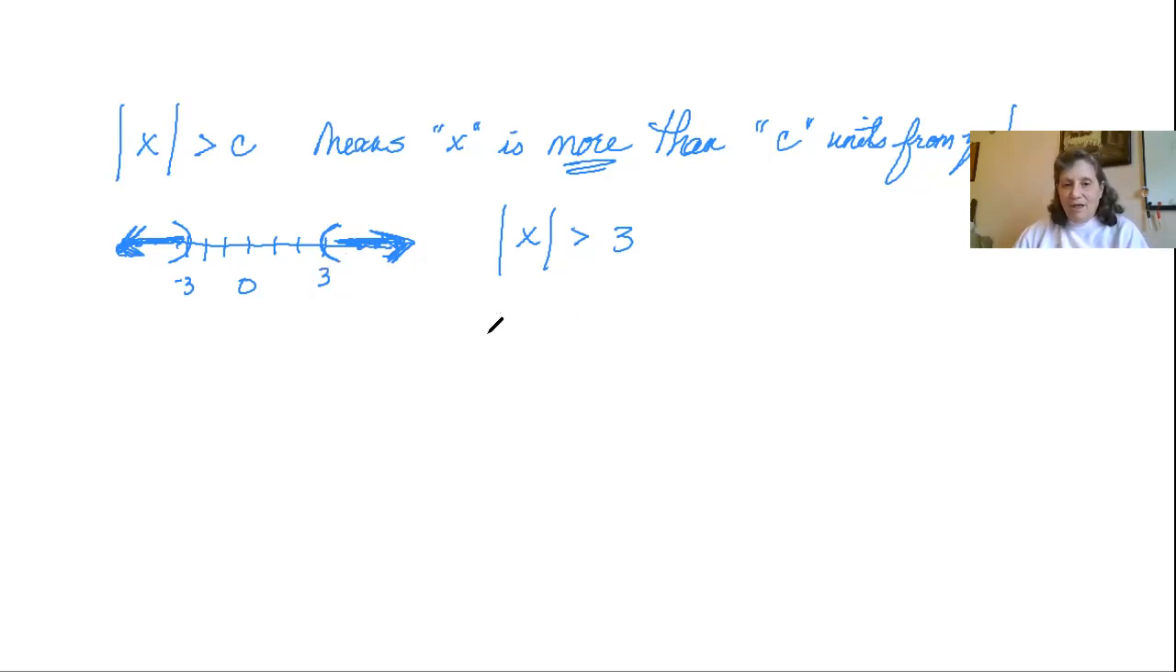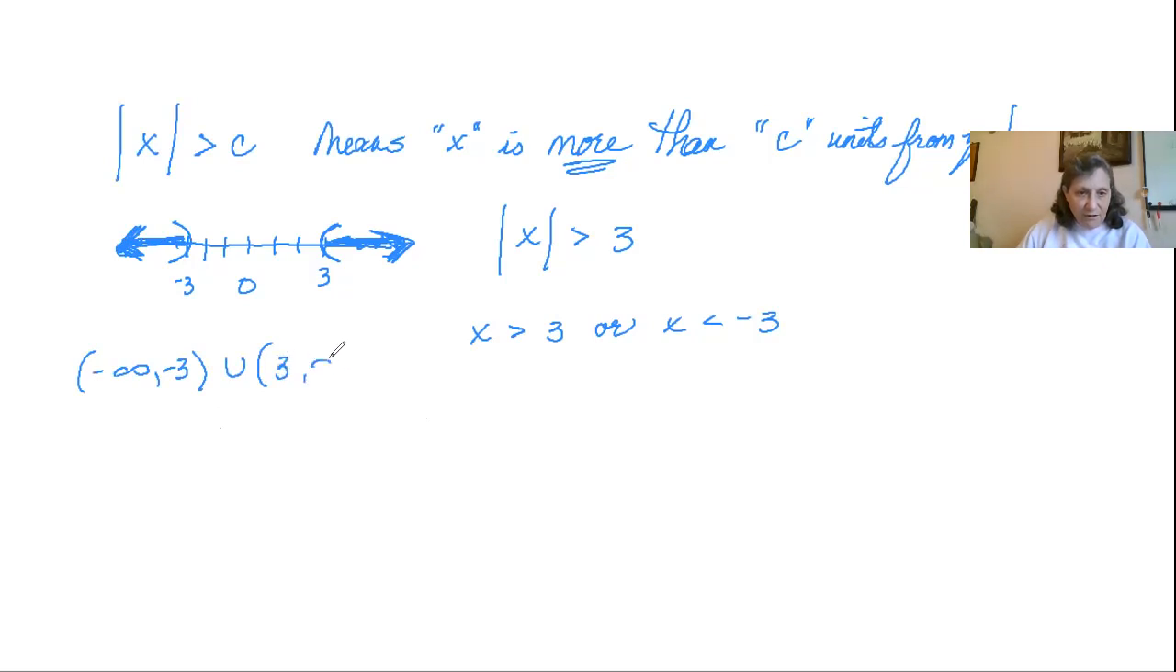So this has to be written as x is bigger than 3 or x is smaller than -3. Up here, that's the bigger than 3s, or down here, that's smaller than -3s. To write this in interval notation, we would actually do from -infinity up to -3, union 3 to infinity. Remember that the union means we're putting both of these together to make one answer.